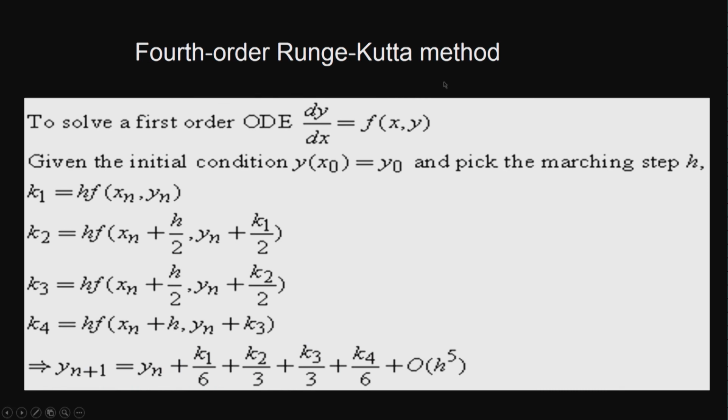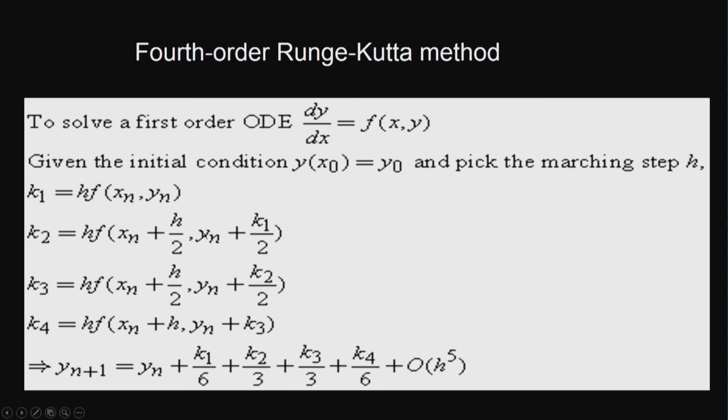Then we have the fourth order Runge-Kutta method. The error is of the order of h raised to the power 5. Here we do a lot of midpoint corrections. As you can see, you have k1 equal to h f(xn, yn), k2 at xn plus h by 2, yn plus k1 by 2. Again you calculate k3, making use of k2 here, and then you calculate k4. And then yn plus 1 is calculated like this: k1 by 6, k2 divided by 3, k3 divided by 3, k4 divided by 6.